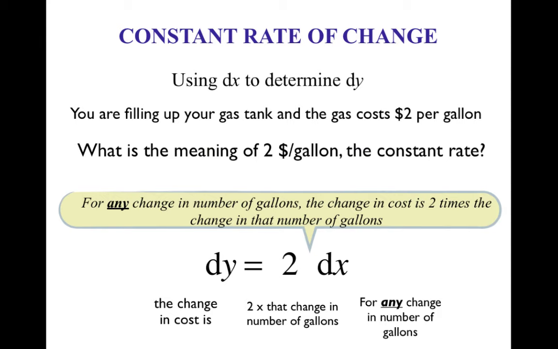So this is a broad, strong meaning for that value of 2, the constant rate of change. So the meaning of this equation gives us this strong meaning for what that 2 means, that $2 per gallon. Given any change in the number of gallons, the change in cost is 2 times that number of gallons. Does that make sense? Whenever we use these symbols dx and dy, it implies that we have constant rate of change. We'll always be talking about constant rate of change whenever we're using dx to mean a change in x and dy to mean a change in y, and we're using those in a relationship, that will always mean a constant rate, and we'll always have this form.